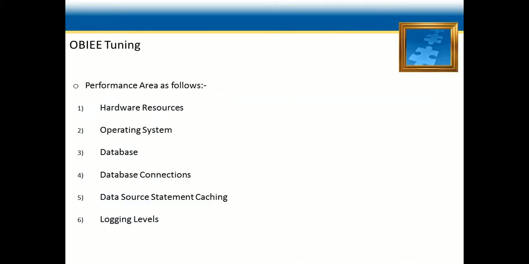I have some areas for the tuning as follows: hardware resources, operating system, database connections, data source statement caching, and logging levels. I'll be explaining these one by one shortly. Hardware resources: ensure that your hardware resources meet or exceed the application's resource requirements to maximize performance. So we have the operating system here. Each operating system has native tools, like utilities, that can be useful for monitoring purposes.